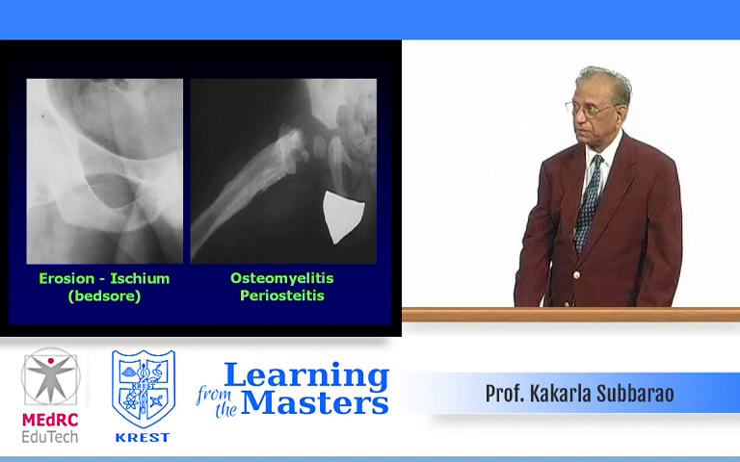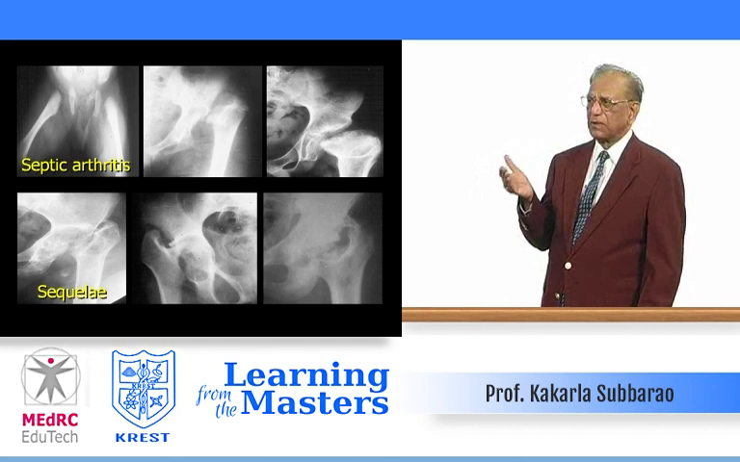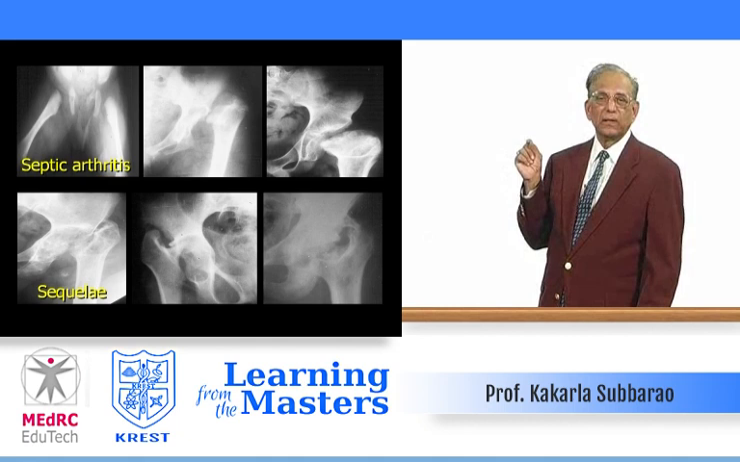These are the sequelae of septic arthritis. Often these are mistaken for congenital dislocation or acetabular dysplasia. But in acetabular dysplasia, you have to find the ossification center for the head of the femur, whereas in pyogenic arthritis, it completely disappears, it is dissolved. That's how you differentiate between these two.